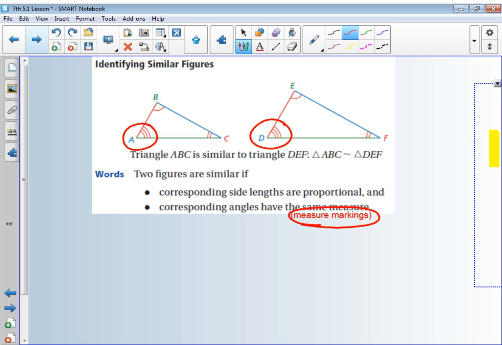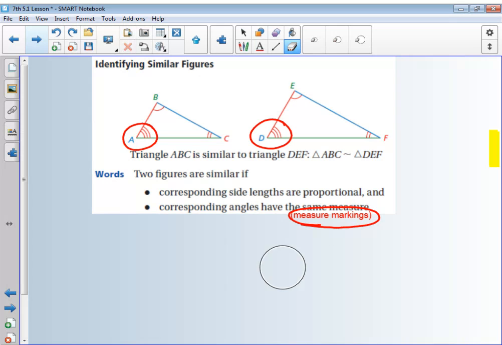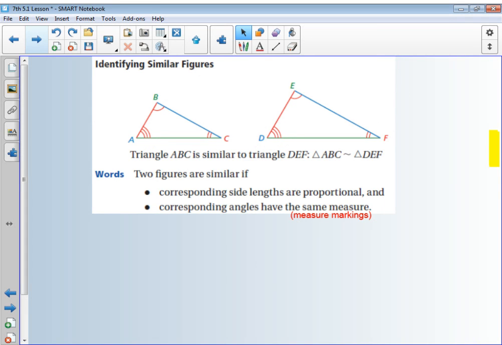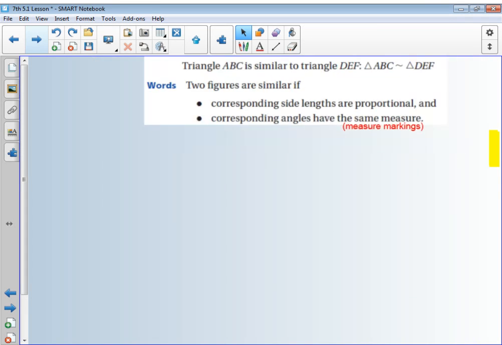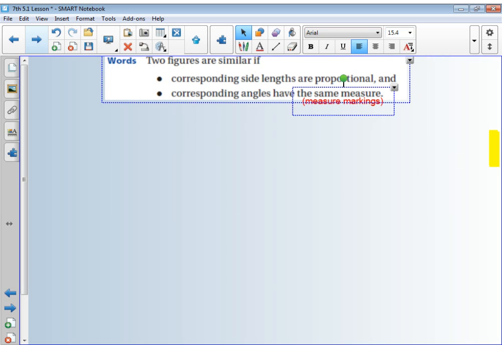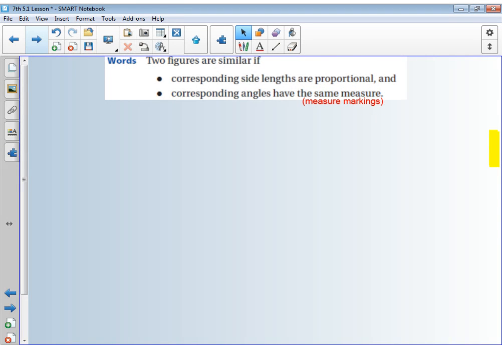So once again, the 2 things that we're going to be checking in this part of the activity is to see if the figures are similar: they have to have corresponding side lengths that are proportional. So we're going to check our proportions or our cross products. And then also their angle measures have to be equal to each other. Okay, so let's go ahead. I always like to start with the angle measures myself, because usually that's the easiest to check. So I'm going to leave that up there so that we're able to see that.